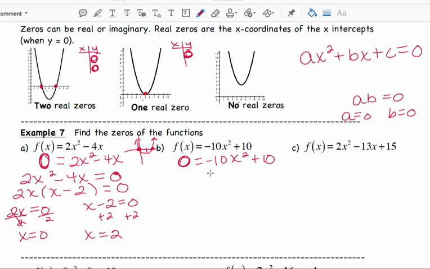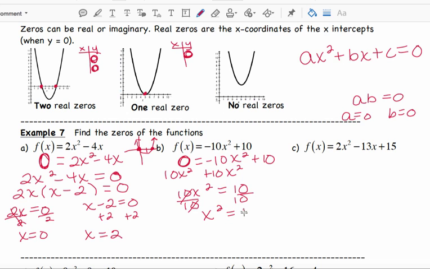All right, so I'm going to add my 10x squared to the other side. And I get 10x squared is equal to 10. And then I'm going to divide both sides by 10. And now I have isolated my x squared.